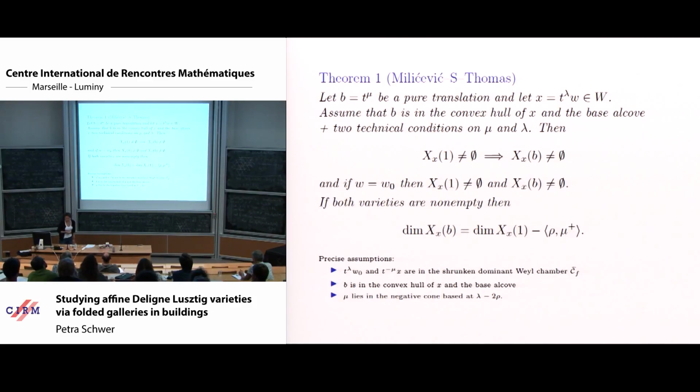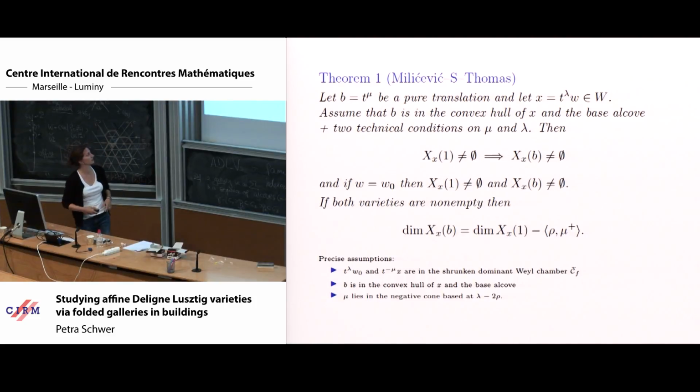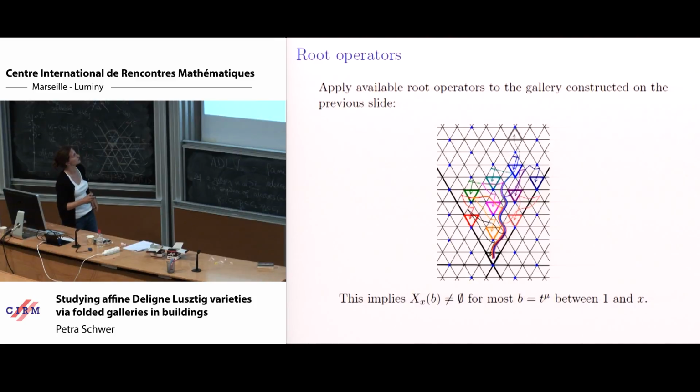And then, okay, let's put this in a more formal form. So you take a translation B, and X another element in your spherical Weyl group. So this will be the type of your gallery. And then you assume that B is in the convex hull of X and the base alcove. So this is exactly this picture here. You have the convex hull of this gray one up there and the one down there, which is this region. It's like a diamond shape.